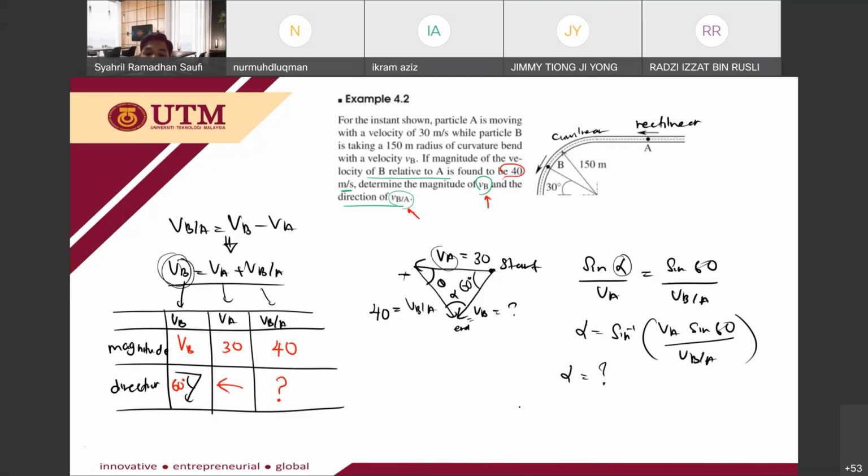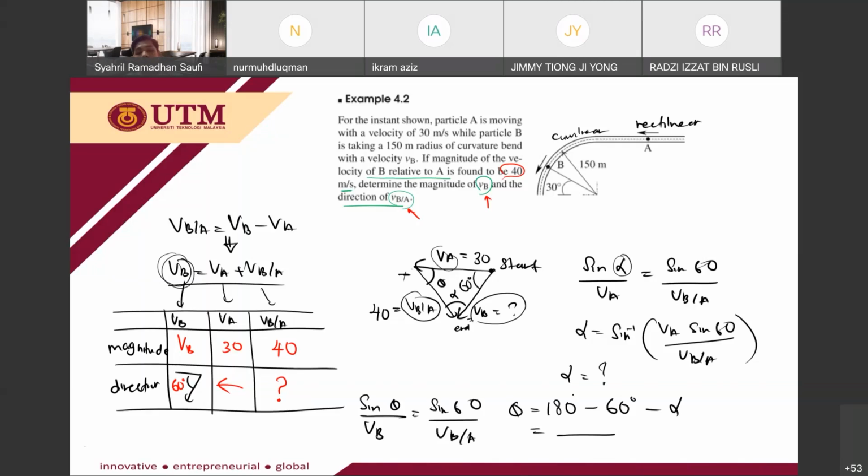In one triangle, theta is equal to 180 minus 60 degrees minus alpha. Then you can get theta, which is the angle of VB through A. From theta, you can then determine VB: sine theta over VB is equal to sine 60 over VB through A. Then you can solve for VB. Or you can use rectangular components. It's up to you.